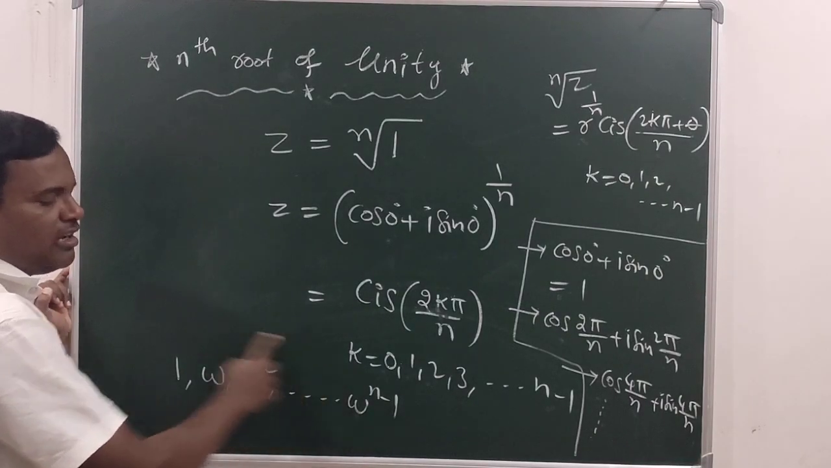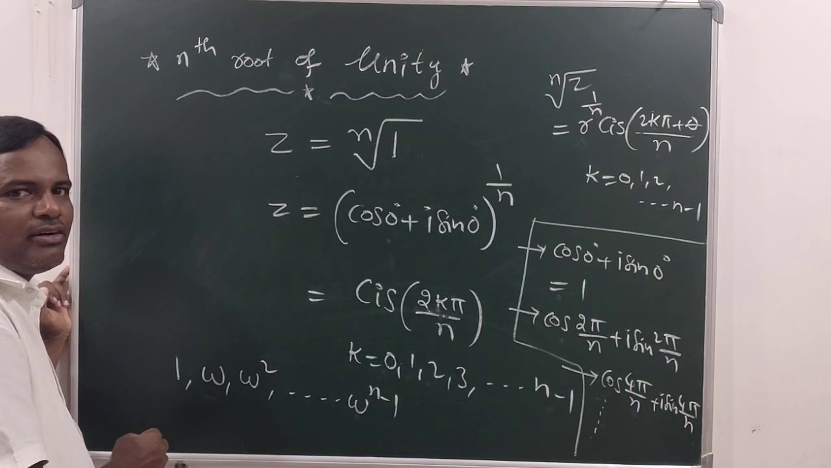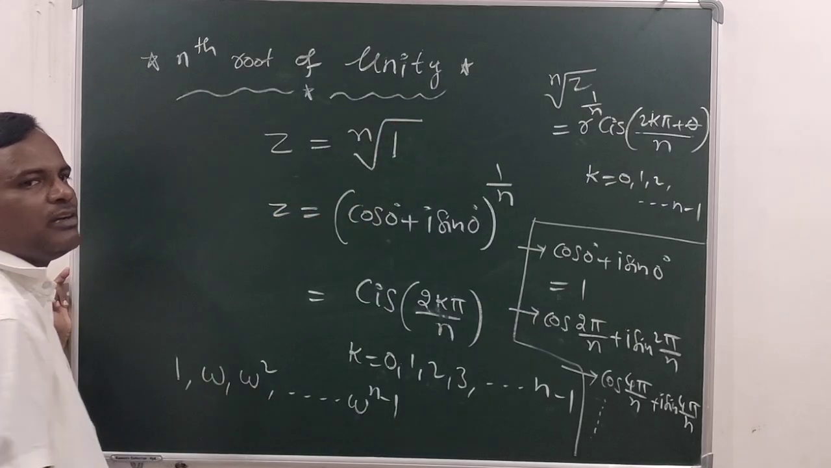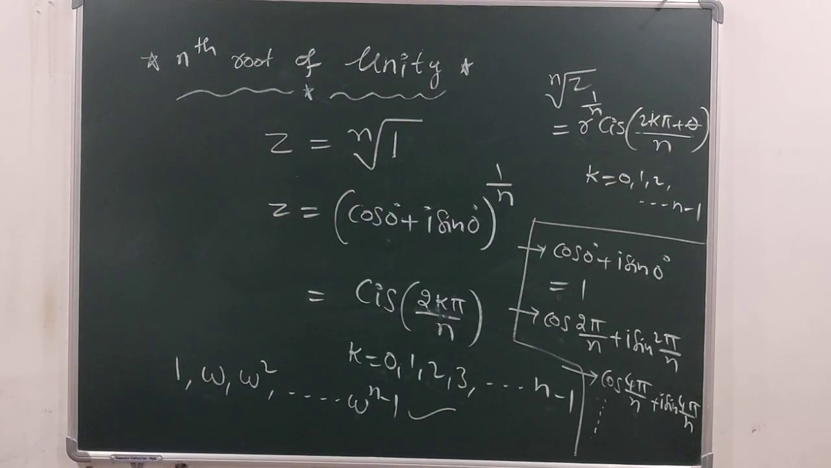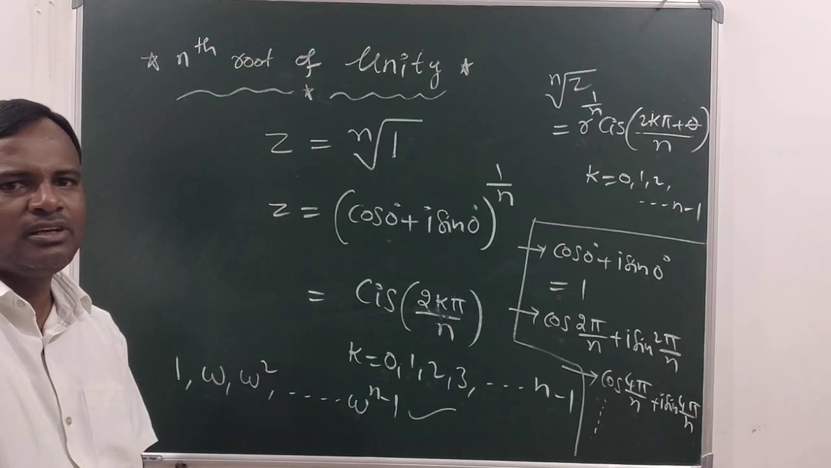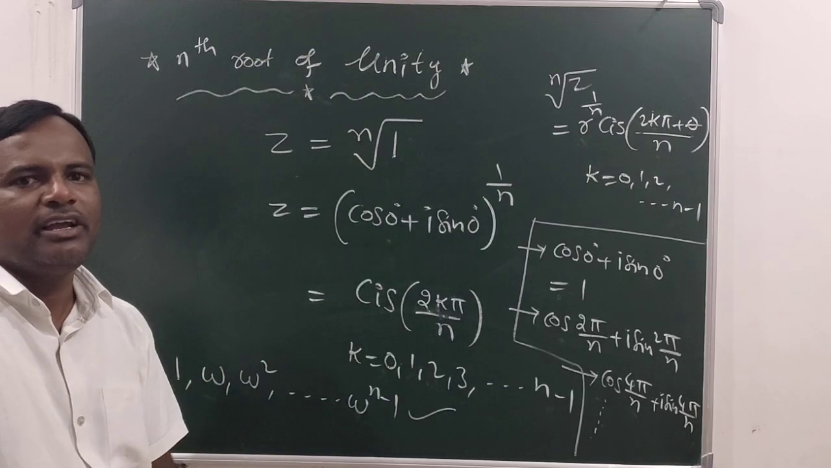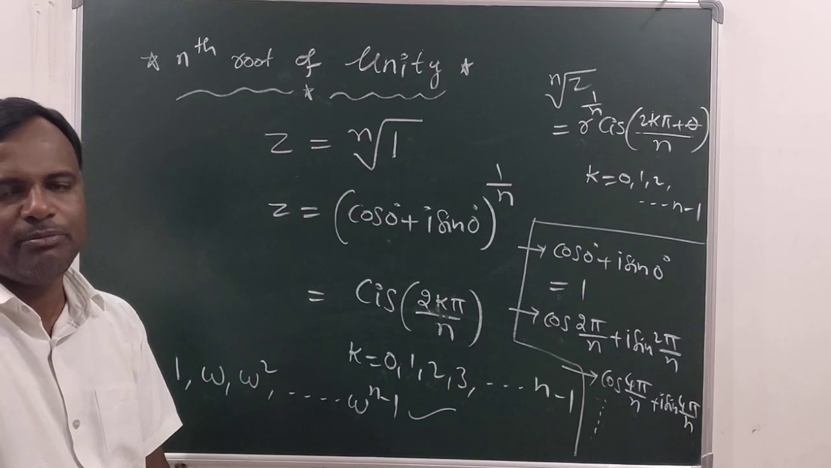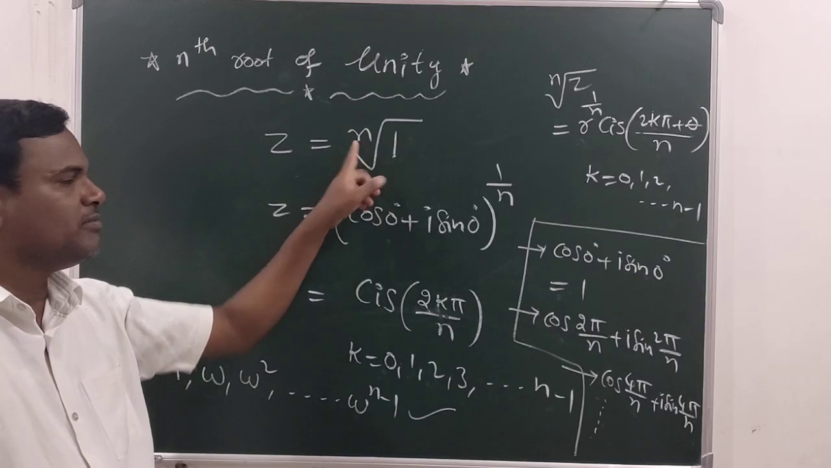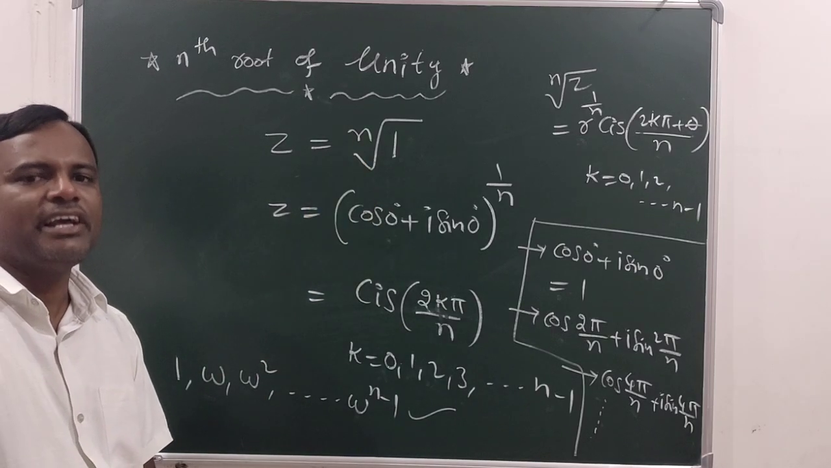So these are n roots of this unity. Remember. Got it, students? So yeah, they may give you n, any value. Either it may be 4 or 3 or 8, whatever it may be. N is any natural number.